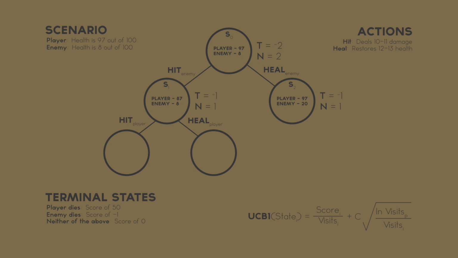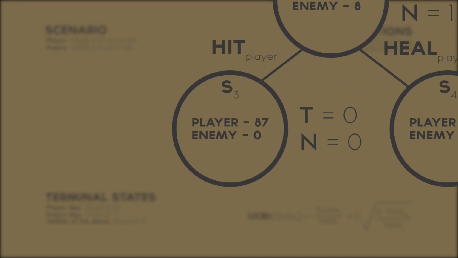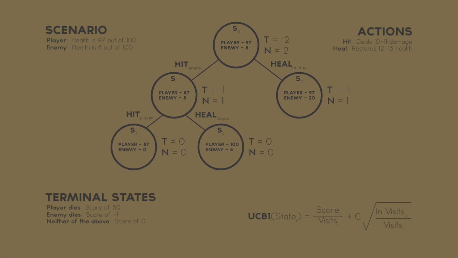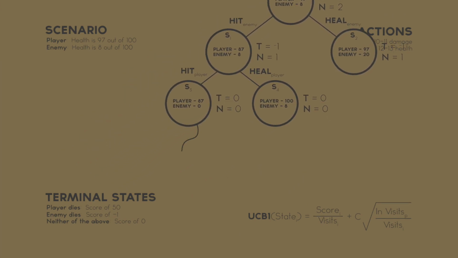This time, it's the player's turn. State S3 is generated with the player's health set to 87 and the enemy's health set to 0 due to being a hit action from the player's perspective. State S4 is generated with the player health set to 100 and the enemy health set to 8 due to being a heal from the player's perspective. The first child node, S3, is chosen for a rollout. The enemy is already dead in this state, so a value of -1 is produced and is backpropagated.